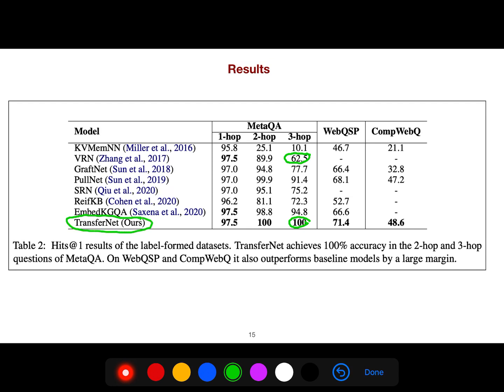I don't know if there is any better article for that, especially for this MetaQA. Of course, MetaQA is very easy, so we should compare it to other things. And there are other data sets, WebQSP, complex web questions, so that you get even lower numbers because it's more complex. You see even 52. But TransferNet gives 71, so it's a slight improvement.